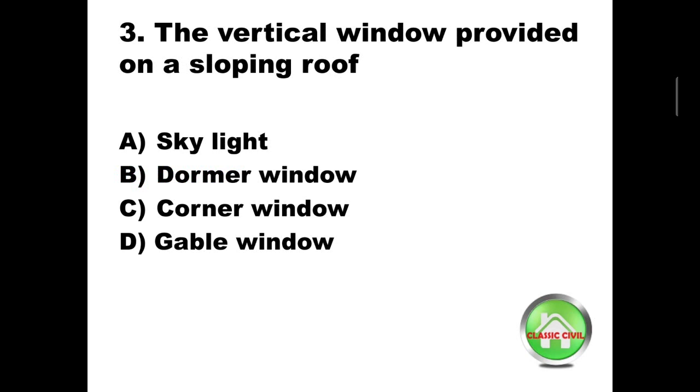Third question. The vertical window provided on a sloping roof. Option A, skylight. Option B, dormer window. Option C, corner window. Option D, gable window. The vertical window provided on a sloping roof. Answer. Option B, dormer window.